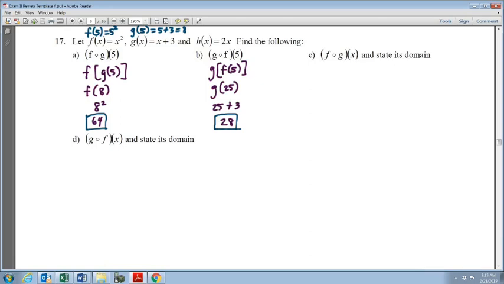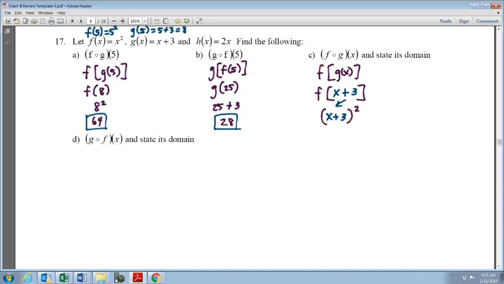So letter C, we're going to find f of g of x and then state the domain. So this is read f of g of x, and that's how we read the second line here, which is what this means. So notice what's happening. We're plugging g of x into the f function where g of x is an input. Well, g of x is x plus 3. Now what does the f function do? F of x equals x squared, so you square whatever the input is. So we're going to square our input, which in this case is x plus 3.